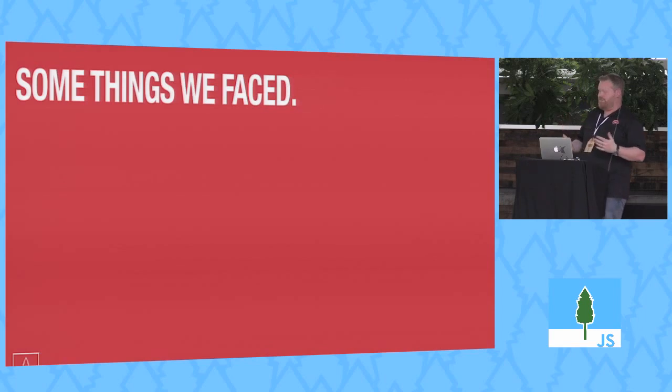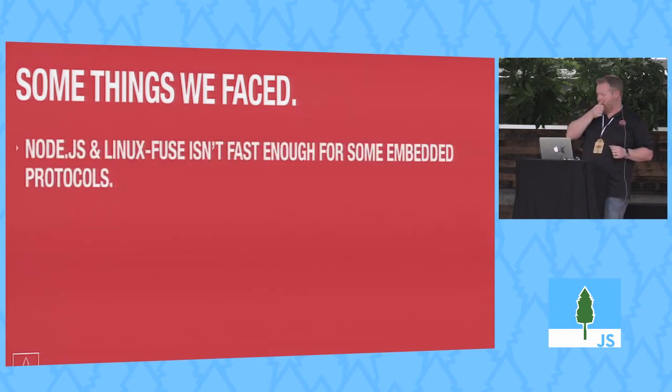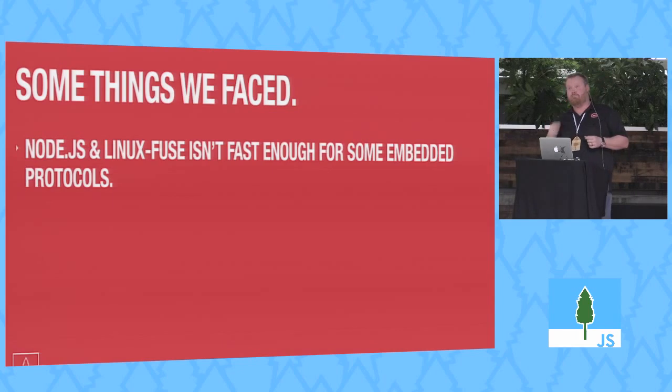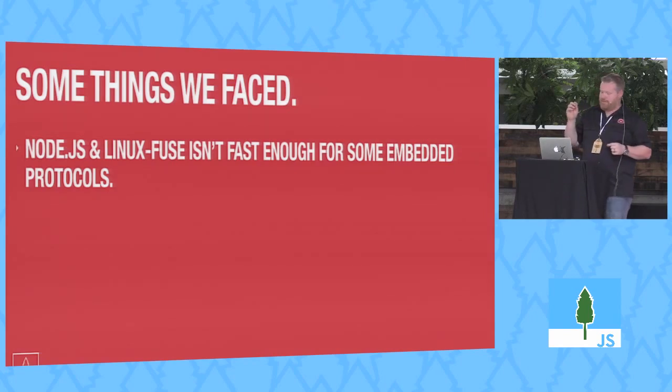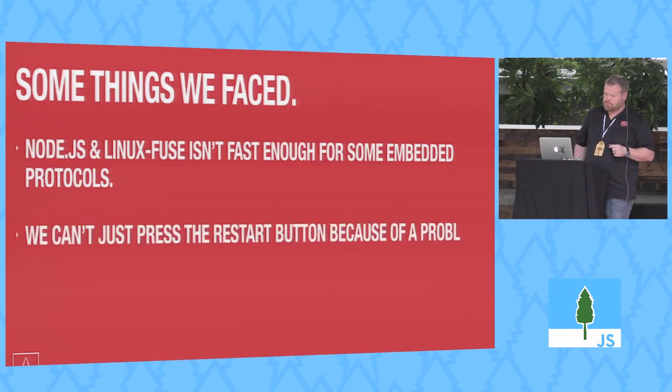So here's some interesting things we faced when we learned how to build this thing. Interestingly enough, Node.js and Linux file system actually isn't fast enough for some embedded protocols. So for example, OneWire is a really cool protocol that literally uses one wire to communicate with potentially hundreds of different devices that are out there. But it requires really, really super fast microsecond timing, and what we call bit banging on general purpose ports didn't work with Node.js. It just wasn't fast enough to generate the signals that needed to be generated on there.